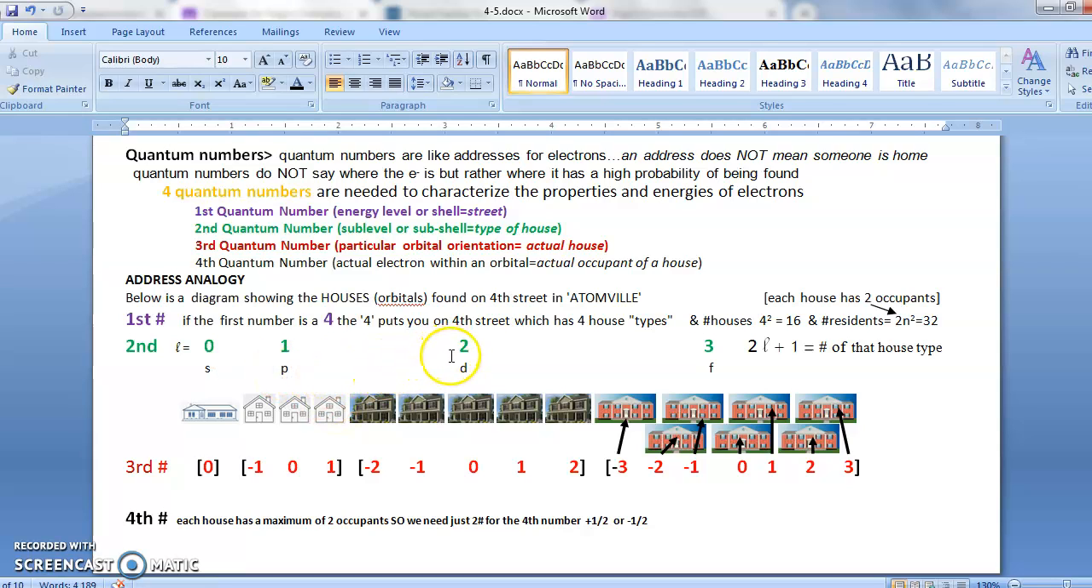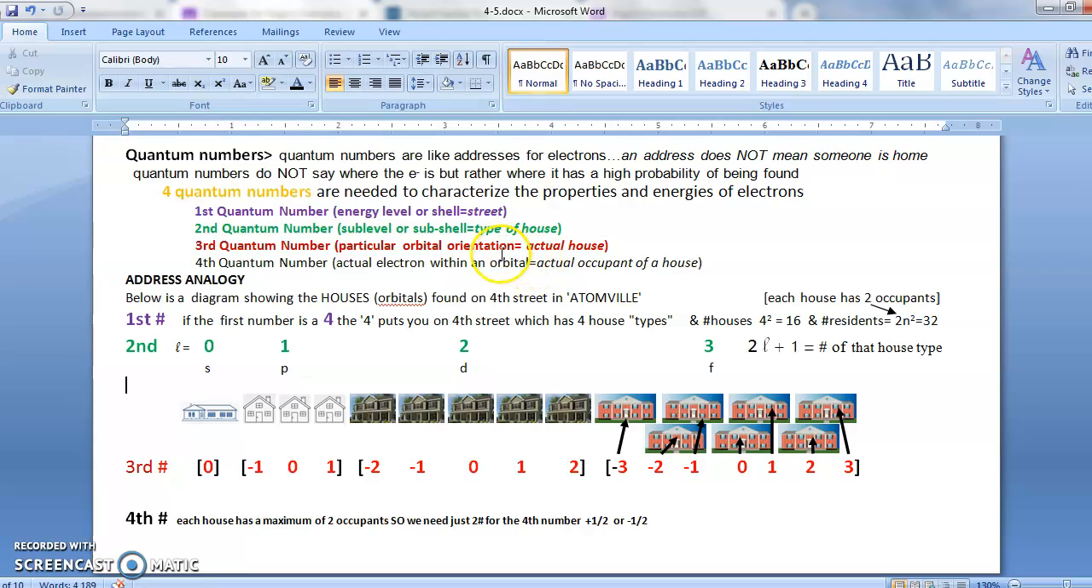When the second number is 2, spectroscopists like to use the letter D for that. Once again, there's 5 D orbitals. These 5 D orbitals make up the D sublevel. There are 7 orbitals that can have a possible second number of 3. So there are 7 houses or orbitals that can have a second number of 3. Those 7 together are called the F sublevel, and each house is an F orbital.